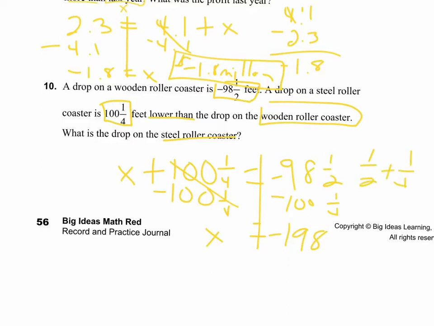All right, we want to get the common denominator, so 2 times 2 gives you 4, and then 1 times 2 gets you 2. So 2 plus 1 is 3, and we get 3/4. So my answer is negative 198 3/4 feet. So that is the distance below, or the drop of the steel roller coaster. All right, that's 3.3.